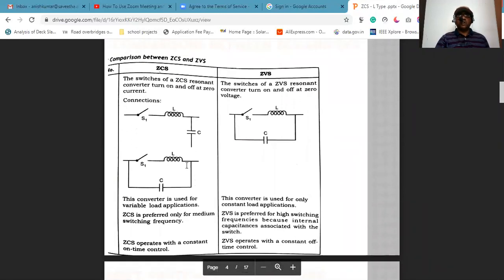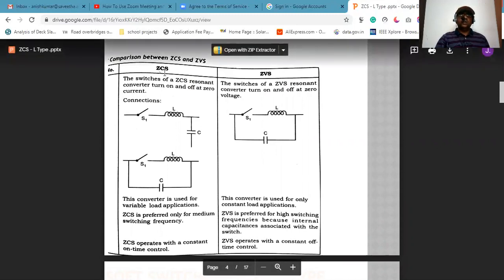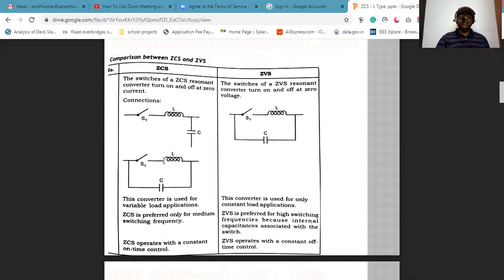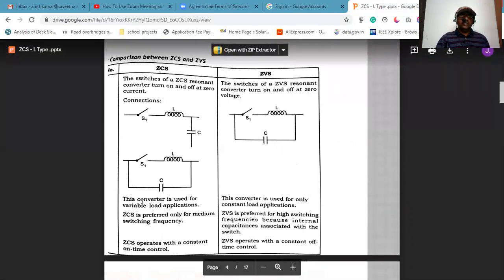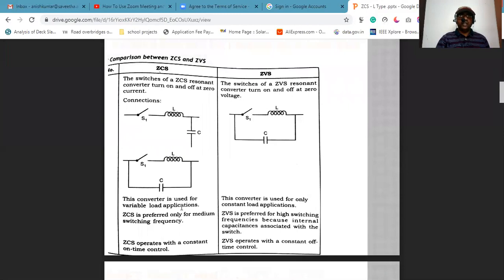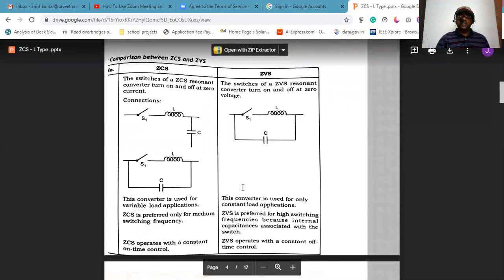Comparison between zero current switching and zero voltage switching. In zero current switching, the switches are turned on and turned off at zero current. In zero voltage switching, the switches are turned on and turned off at zero voltage. In ZCS, there are two types, M type and L type. In ZVS, only one type, M type. ZCS converter is used for variable load. ZVS is used for constant load.